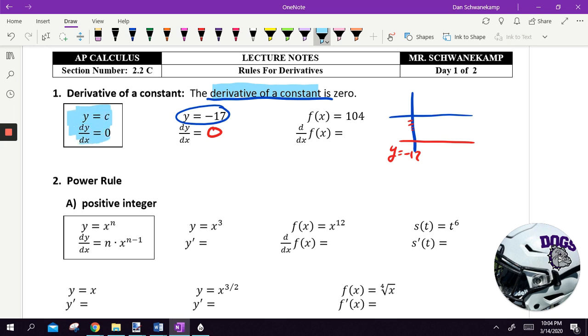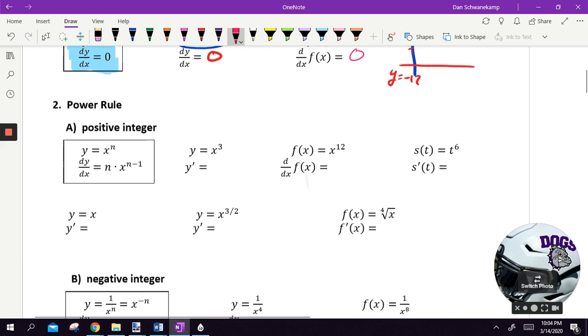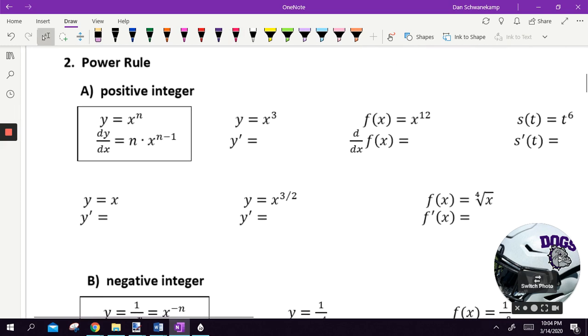Okay, if your y value is just equal to a constant, then when you take the derivative of it, it's 0. So what's the derivative of 104? It's 0. We move on to the next question. Constants become 0.